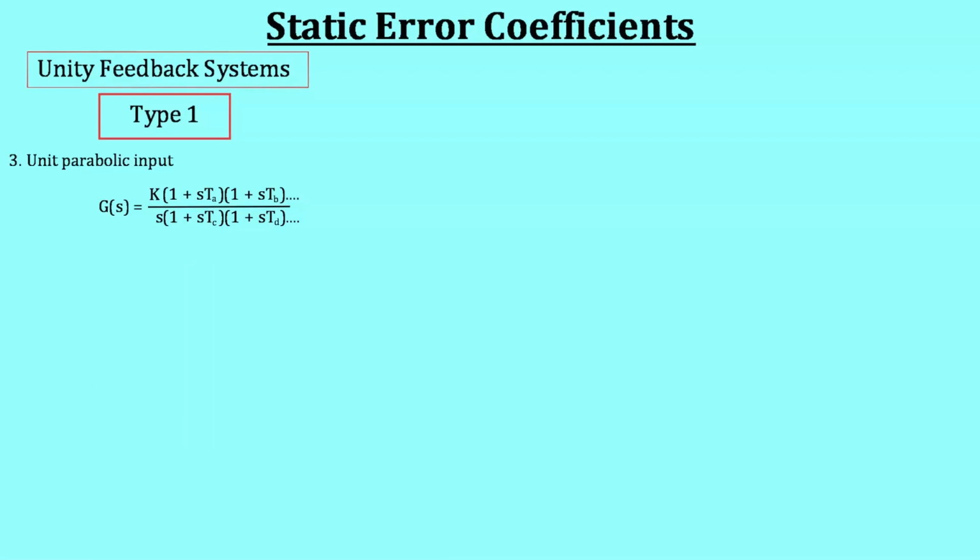Now consider the third case. The Laplace transform of the feed-forward function will remain the same as we have kept the type of the system constant. For unit parabolic input, we know the static acceleration error coefficient is defined, which is equal to the limiting value when s tends to 0 of the expression s squared multiplied by the Laplace transform of the feed-forward function. We will get the value of static acceleration error coefficient to be equal to 0 and the steady state error will come out to be equal to infinity.